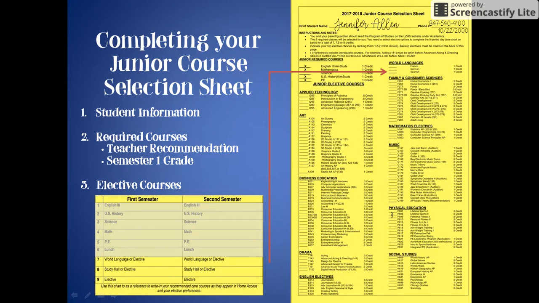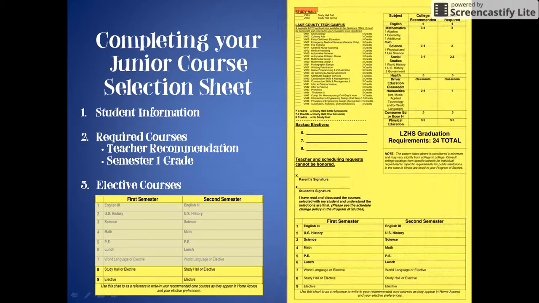If you are taking a world language, you'll want to make sure to mark it on your sheet so your counselor knows that you're planning on continuing. Next, if you're taking a study hall, you'll want to flip your sheet over and mark both fall and/or spring on the back. You'll notice that I'm using numbers to mark these. This helps your counselor understand what classes are the most important to you.